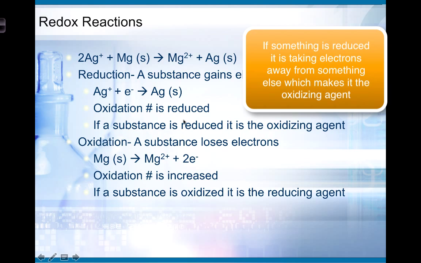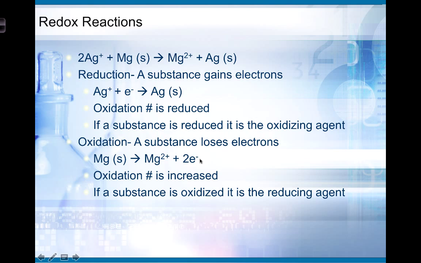Oxidation would be where something loses electrons. So you'll see the electrons as a product because it's being taken off of that substance. Now the oxidation number here will increase. So with reduction, the oxidation number is reduced, and with oxidation, it is increased. So if a substance is oxidized, it's called the reducing agent because it does the reducing. So it's the opposite. If we're looking to see whether it's a reducing or oxidizing agent, it's the opposite of whatever is being done to it. So if it's reduced, it's the oxidizing agent because it does the oxidizing. If it's oxidized, it is the reducing agent.